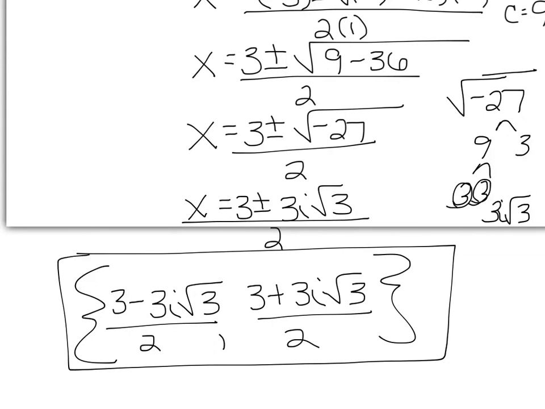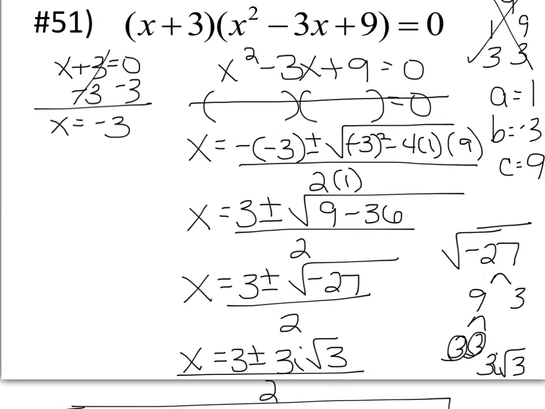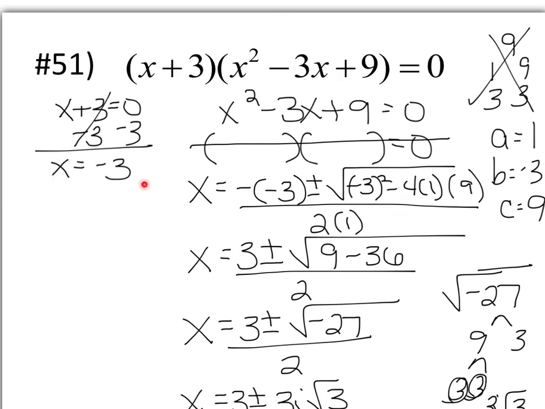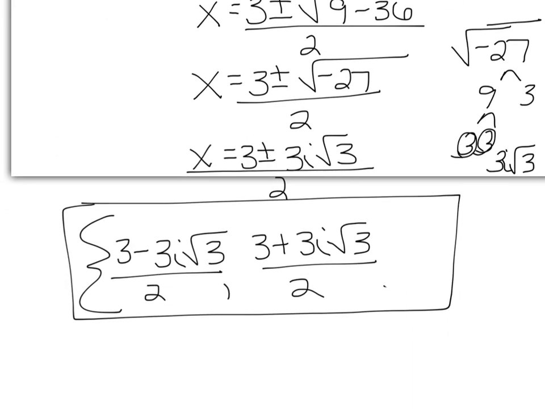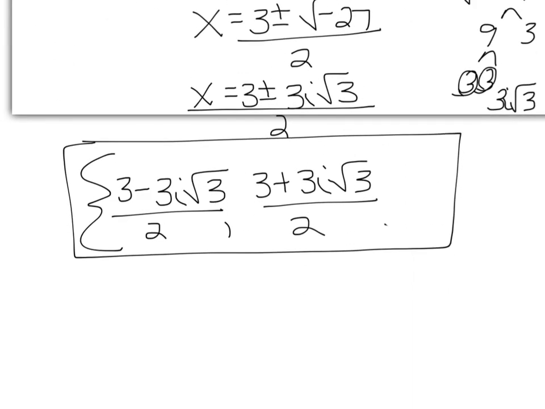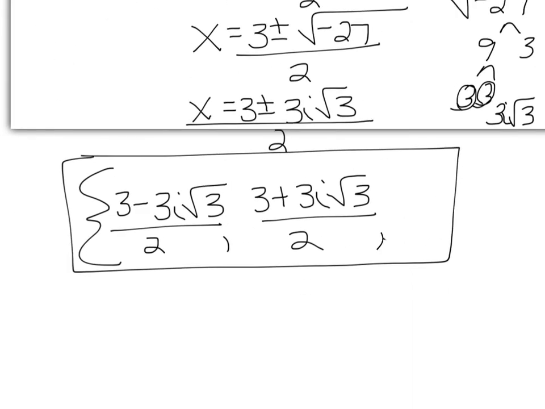Oh my goodness, I can't believe I did that. And don't forget that negative 3 from the very beginning of the problem. Do you remember? All the way up here. I can't believe I almost did that. So, comma, negative 3. So you have 3 answers. Excuse me for that.